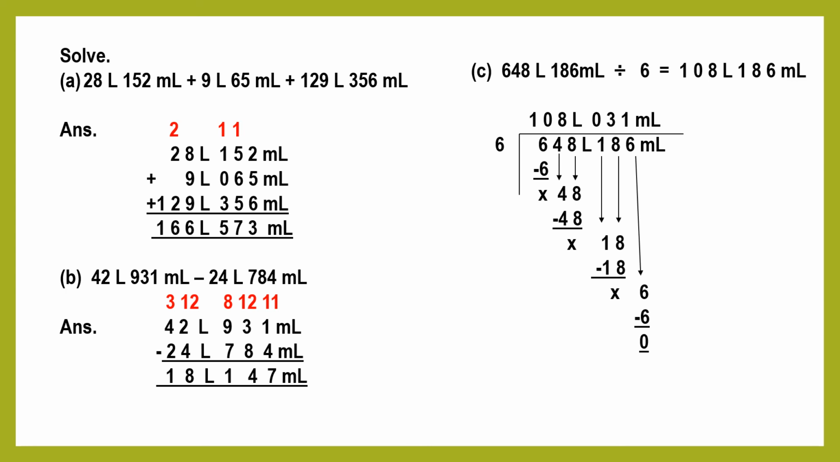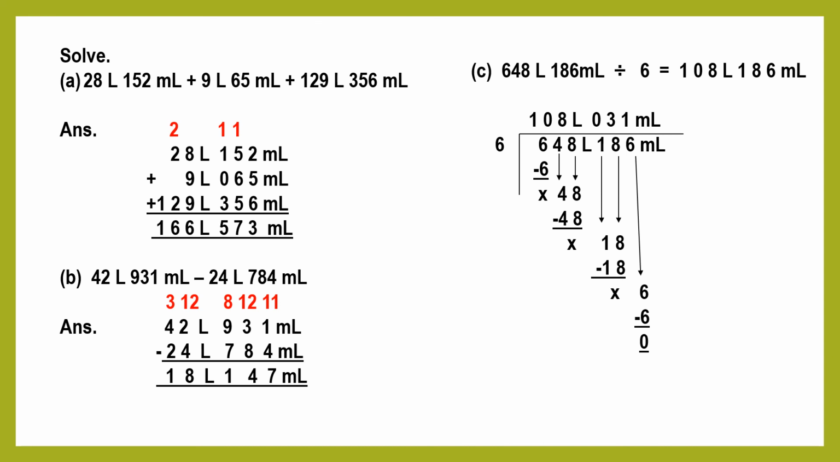So liter part you will get. After that liter is written. So write liter on the quotient also. So what is the liter part? 108 liter. Then come towards milliliter part. Now next number is 1. 1 is smaller than the divisor 6. So write 0 first. Then bring down the next number.